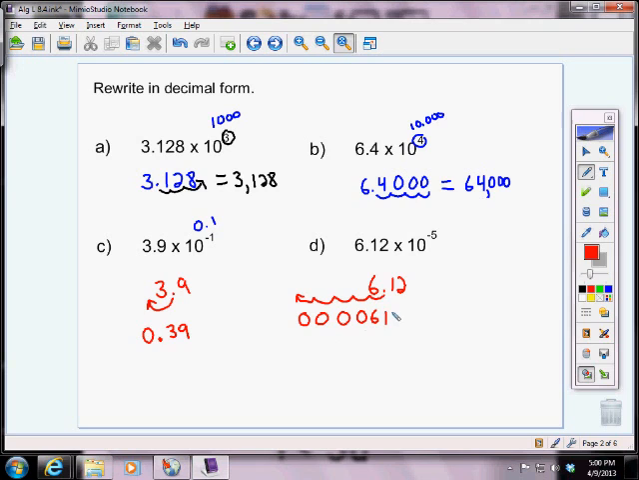Notice I did not just add 5 zeros. I moved it over 5 places. Okay, so to make it a little neater, this becomes 0.0000612. Don't lose this 1, 2 here or anything. We're only putting in zeros for the decimal places that aren't there.